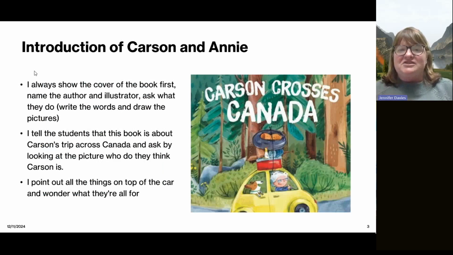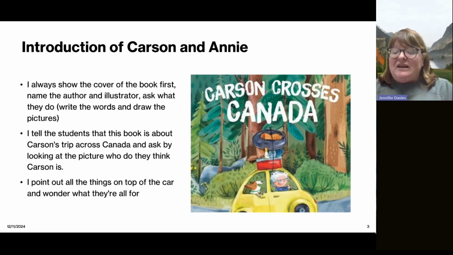So, the introduction of Carson and Annie. I'm always showing the cover of the book first. I name the author and the illustrator and ask what they do. Like, what does the author do? They write the words, and the illustrator draws the pictures. I tell the students the book is about Carson's trip across Canada.